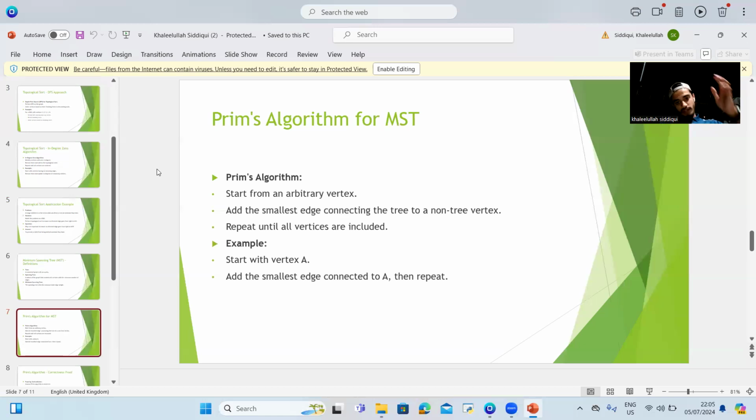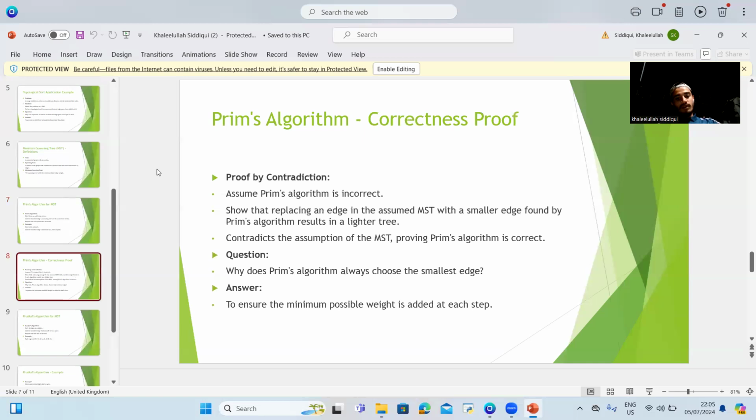Prim's algorithm for MST. Prim's algorithm starts from an arbitrary vertex and adds the smallest edge connecting the tree to a non-tree vertex. Repeat until all vertices are included. Example: start with vertex A, add the smallest edge connected to A, then repeat.